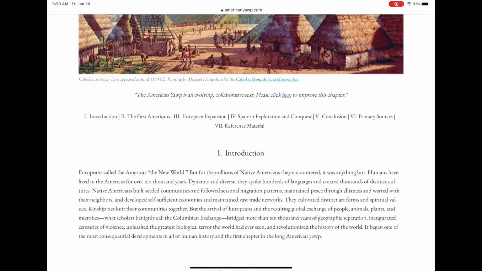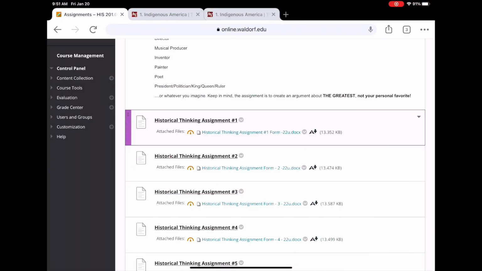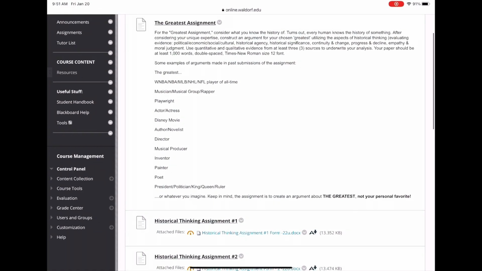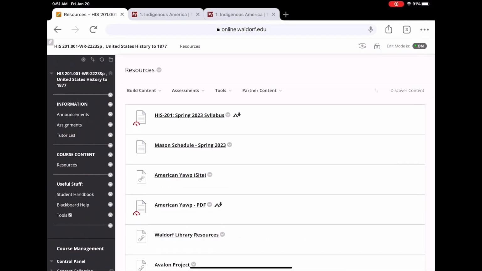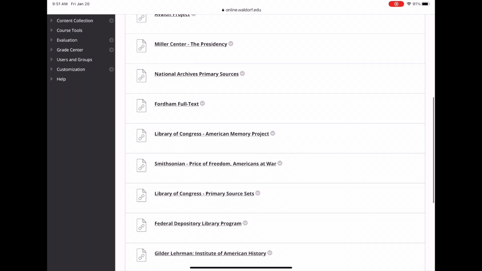So once you've got that done with the American Yawp, you'll see on the assignment, your next section is about a primary source. Now you could go into the Blackboard shell, go under where it says resources, open that up, and see that there are a bunch of different primary source collections. You go to the National Archives, you go to the Library of Congress. That's not what I would do if I were you.